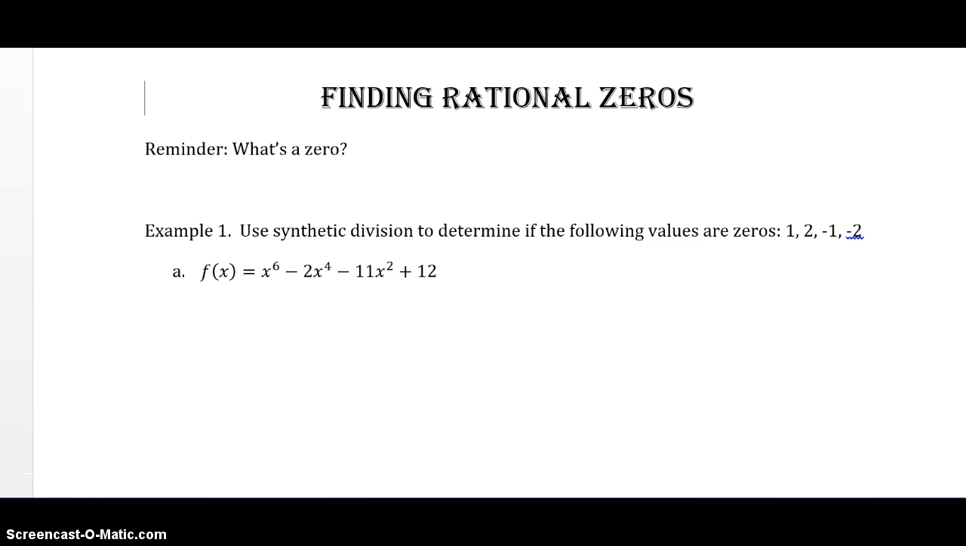Alright, today's lesson is on finding rational zeros. Reminder, what is a zero? Well, a zero is simply a solution to the equation. So we'll write solution. The other thing is where the graph, if you were to graph it, crosses the x-axis, which is called the x-intercept.